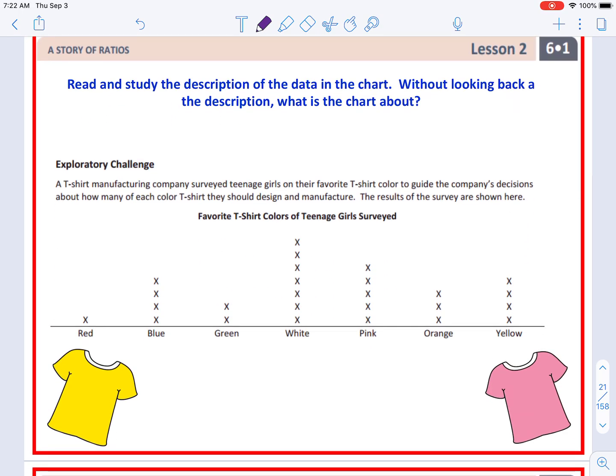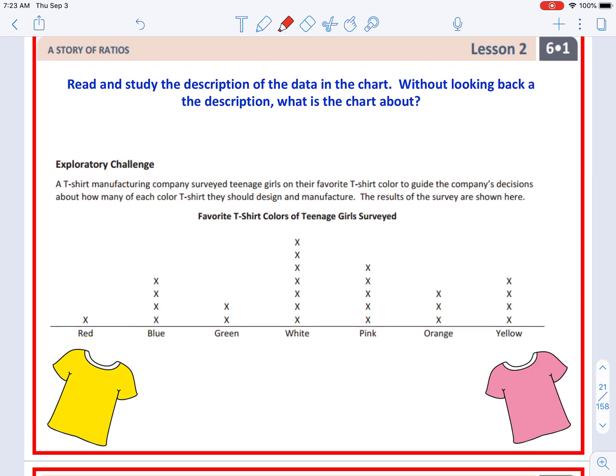So we're going to go through this exploratory challenge together. We're going to be looking at this data for the next few slides. Let me read this out loud to you. A t-shirt manufacturing company surveyed teenage girls on their favorite t-shirt color to guide the company's decision about how many of each color t-shirt they should design and manufacture. The results of the survey are shown below.